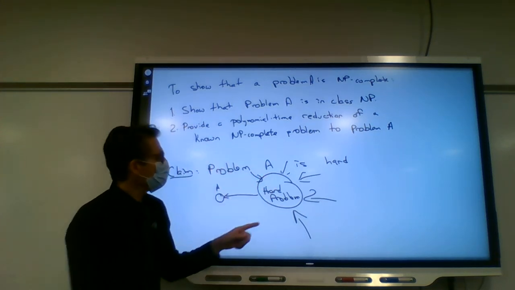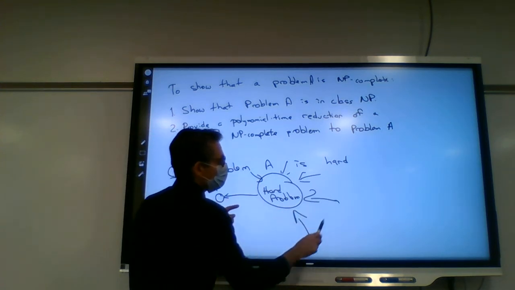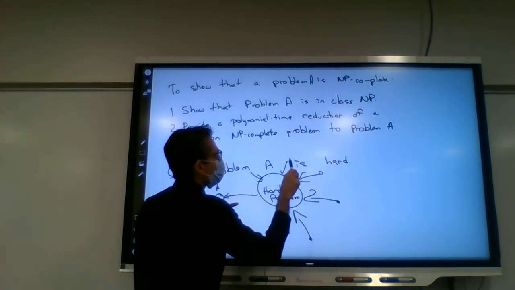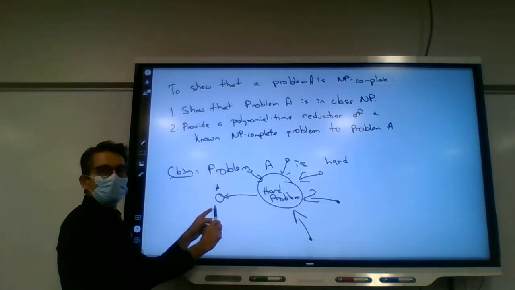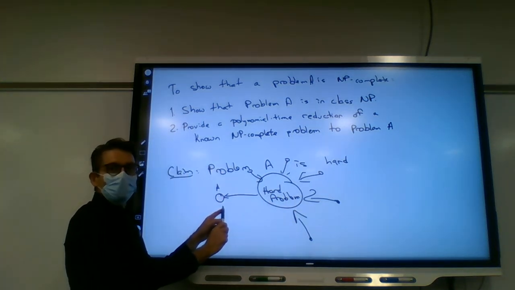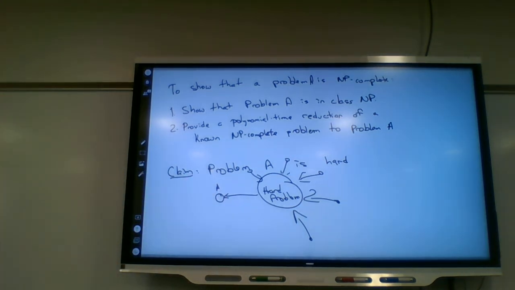And so what does that mean? By showing that this problem can be turned into our problem, any of these other problems out here can be turned into that one and then turned into our hard problem. So all of the problems could be turned into our new hard problem, Problem A. A little picture here helps as you visualize what number 2 is.